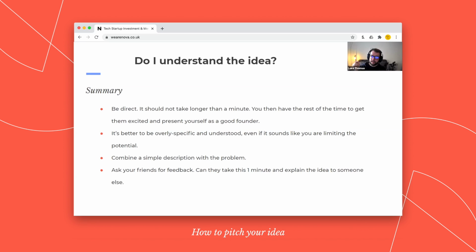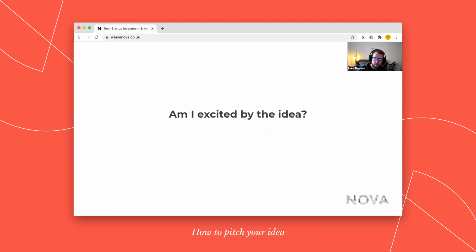Hopefully you get a tick in this section. We all understand your idea. You've been really specific, and we can all get our heads around it. The next question for us: am I excited by the idea? Does the panel, do Nova and do our investors or any investors get excited by the opportunities and the risks?